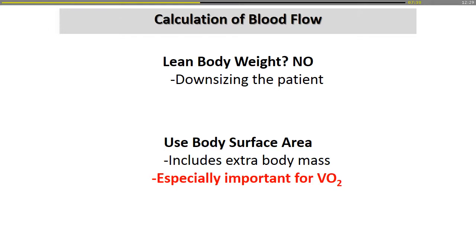So, calculation of blood flow. We've heard a lot about this this morning. Lean body weight: I do not use it. I don't downsize a patient. I always think it's like if you go into a store and buy a pair of jeans size 32 and you're actually a 40, you're not doing yourself a favor. So what I do is I use body surface area, which includes the extra body mass. This is especially important for oxygen consumption, and this has to be measured during cardiopulmonary bypass.